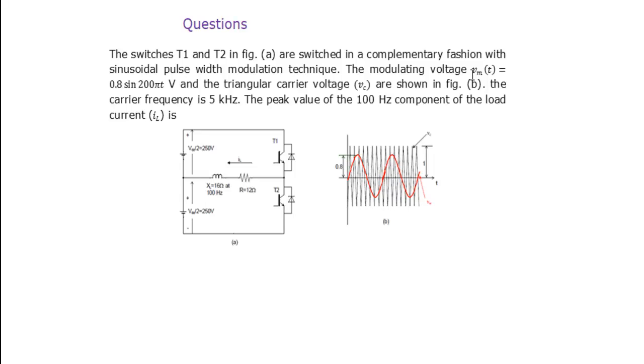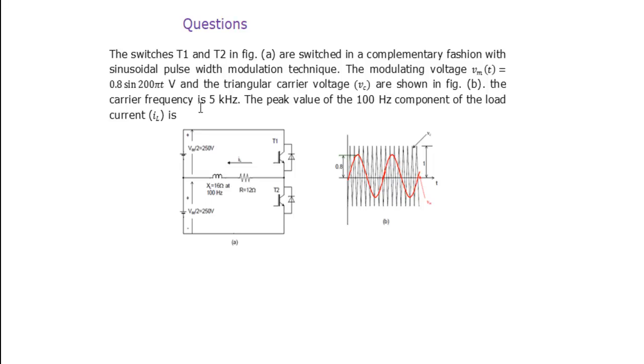Now the modulating voltage means the sinusoidal waveform which is compared against the triangular waveform, also called the modulating signal. That is given as 0.8 sin 200 pi t. That means the magnitude of this waveform is 0.8, and the magnitude of the triangular or carrier waveform is already given as 1. So the modulation index you can take as 0.8, and the carrier is shown in figure B.